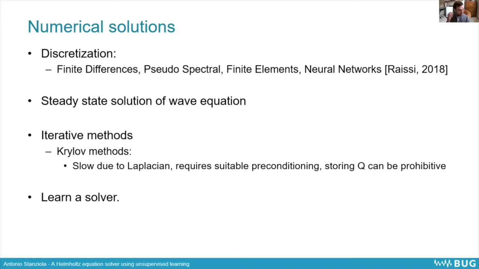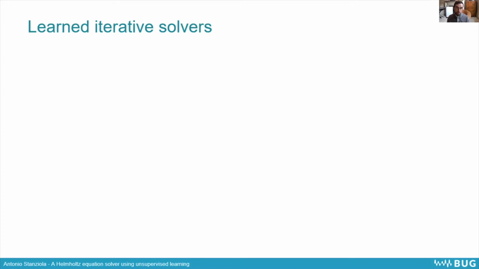Because of all those considerations, what we thought about is to basically learn a solver. In this case, a neural network that takes a PDE with different parameters, different speeds of sound, and then slowly builds up the solution. And this brings us to the topic of learned iterative solvers.